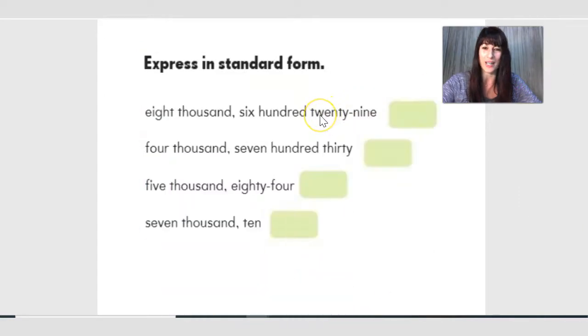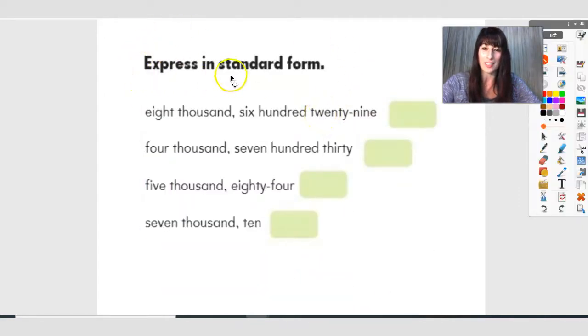Okay, I think we're ready to practice now. So we need to express these numbers that were given to us in word form. We need to put that in standard form. So the number that I need to write here for this one would be 8,629. That's standard form. But this one I would write 4,730. It would have to be 4,700 and then just 30. I don't have any ones.